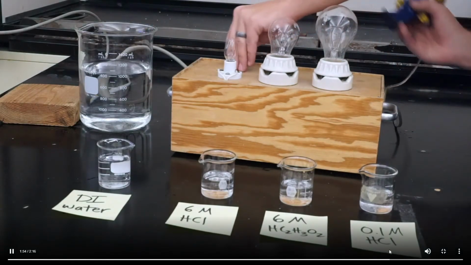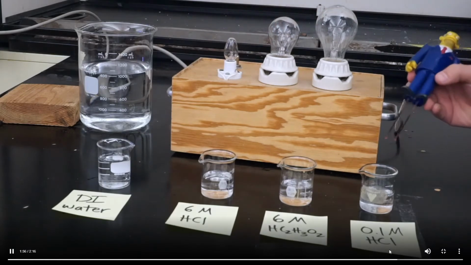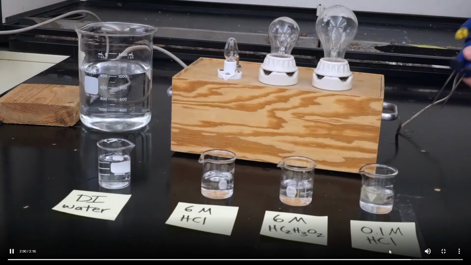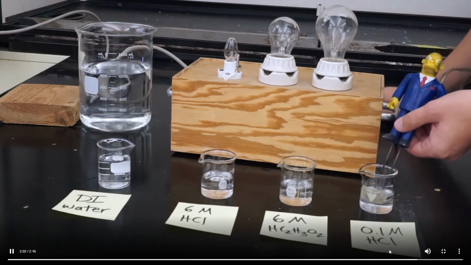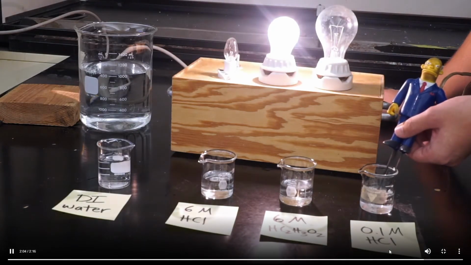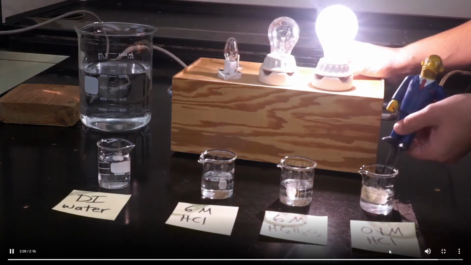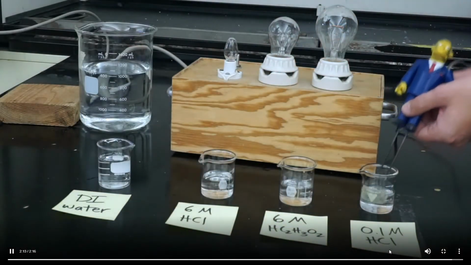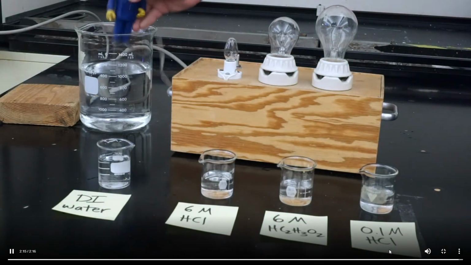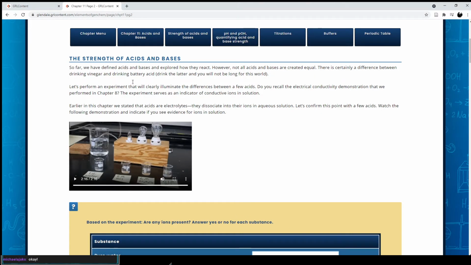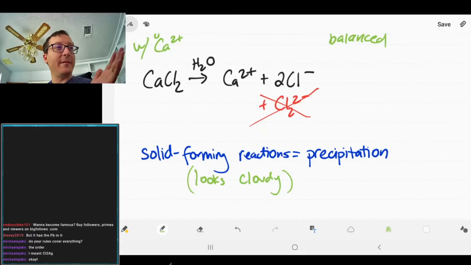And even if we have dilute HCl, we're going to see here definitely there. And let's check the big one now. We even have the big one. So concentration doesn't matter with these. We'll talk about concentration later, but it doesn't matter. It's all about the identity of your compound. So there we go. That is our video exploration for the day.